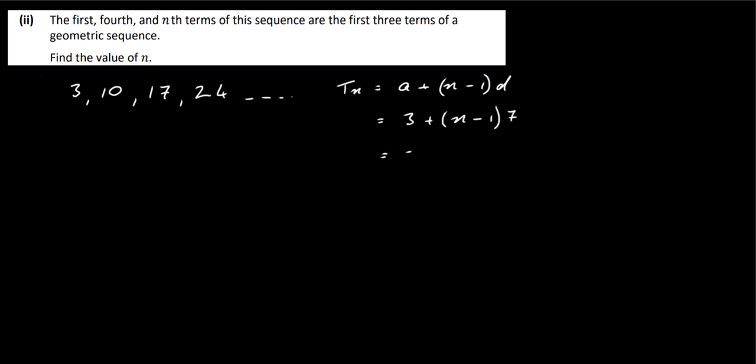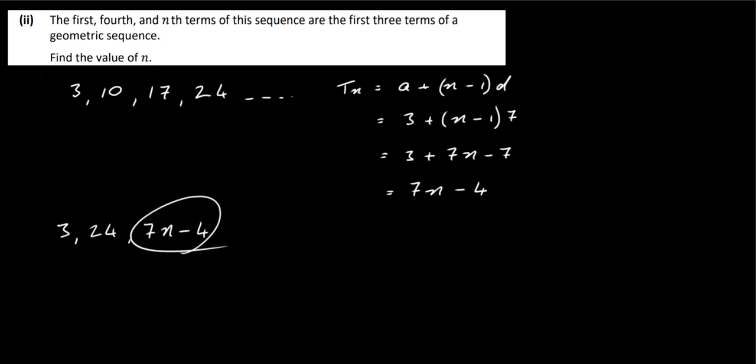If we multiply that out, we get 3 plus 7n minus 7. So that'll finally give us 7n minus 4. So this is any particular term in this sequence. So let's see, for our geometric sequence then, the first, fourth and nth terms of this sequence are the first 3 terms of a geometric sequence. So our geometric sequence is going to be 3, that's the first. The fourth one is 24, and the third term then is going to be the nth term, which is 7n minus 4. So we've got to find the value of n.